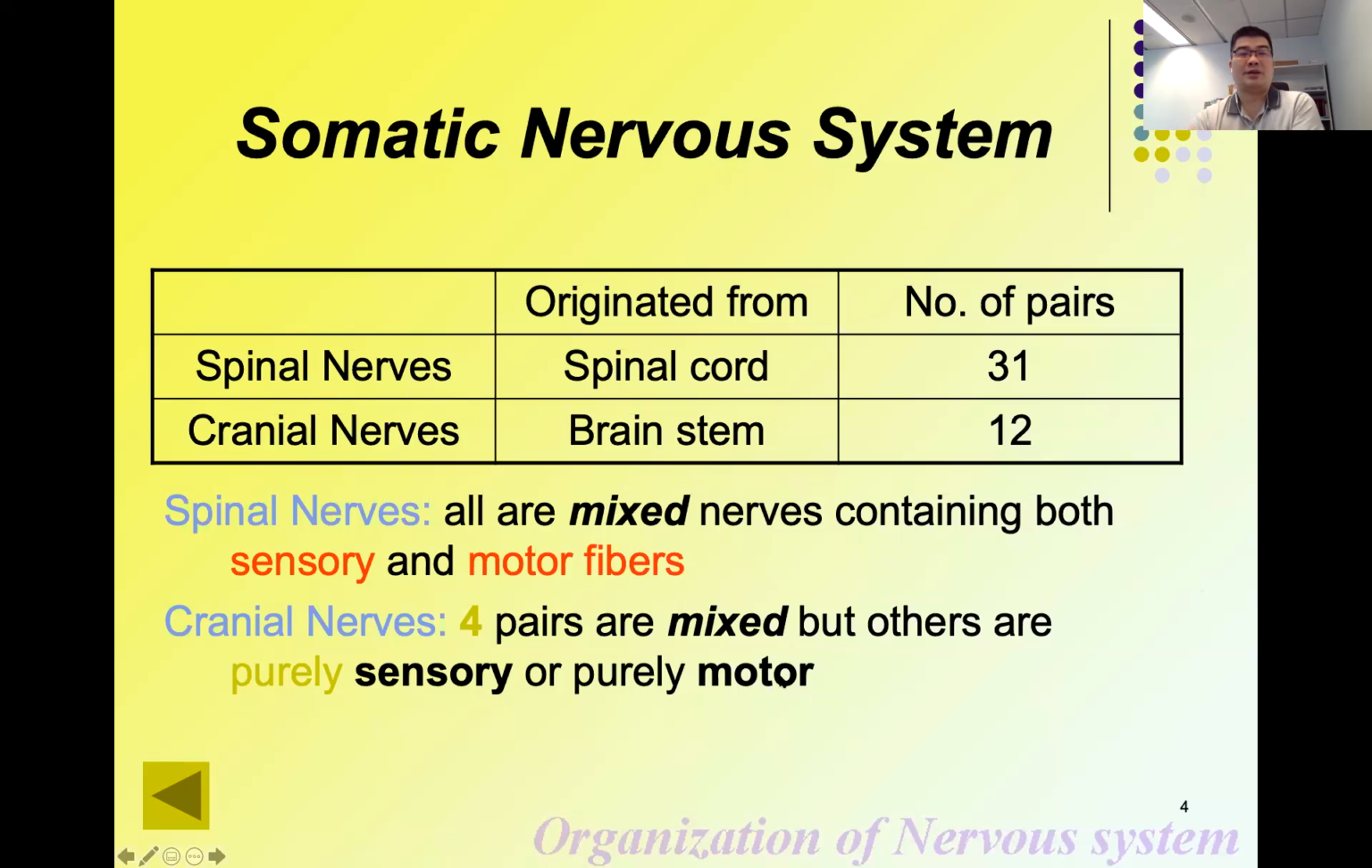Now, this is a little bit different from the cranial nerves. Four pairs are mixed, which means they contain both sensory and motor. And the others are purely sensory or purely motor. Okay, we'll look at it in the structure.